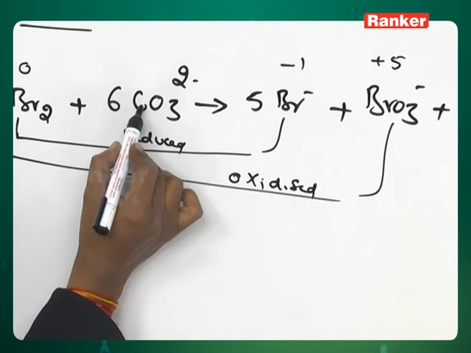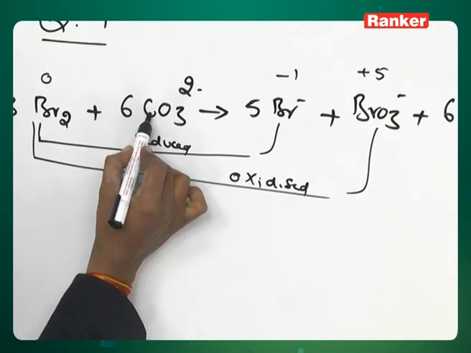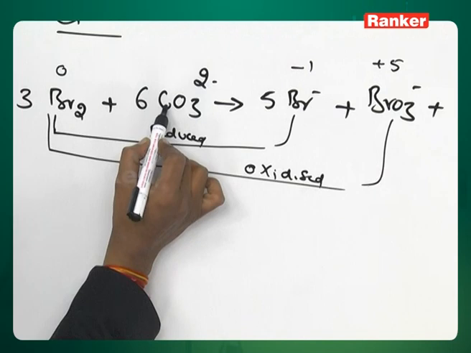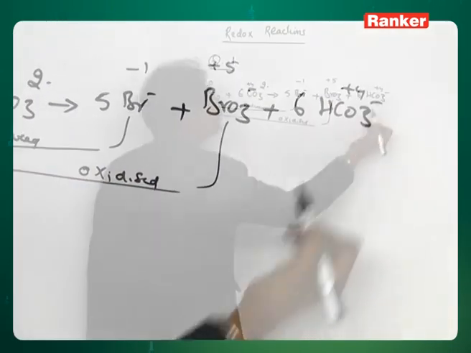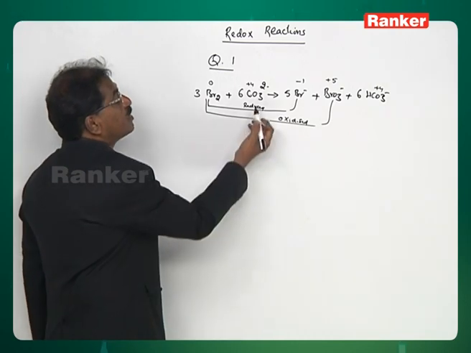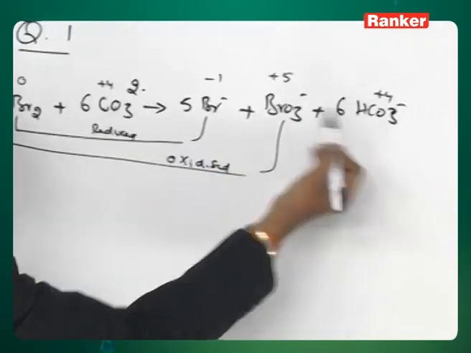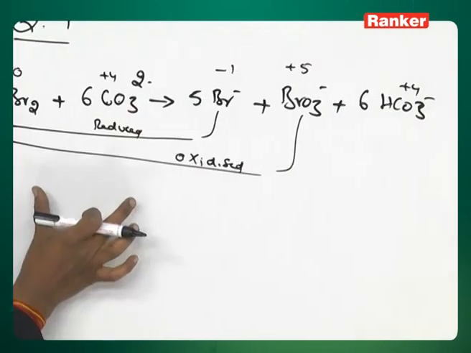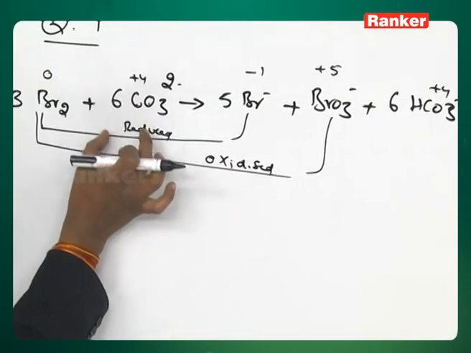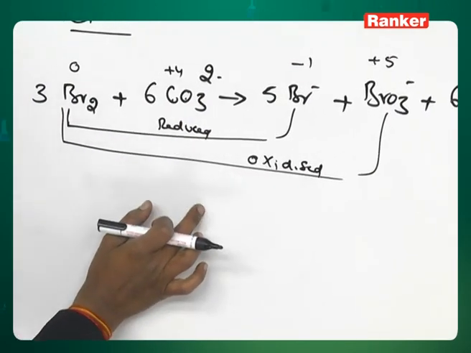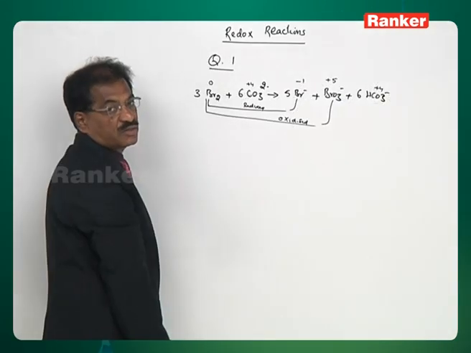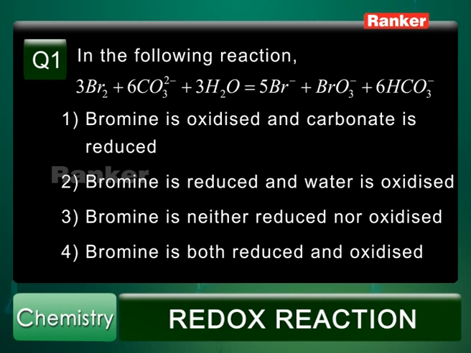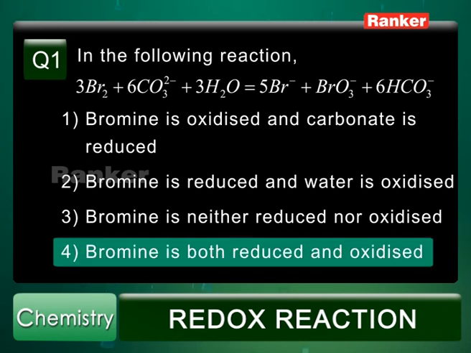Next, similarly observe the oxidation state of the carbon. Here the oxidation state of the carbon is +4. Here also +4. Next, the oxidation state of the oxygen here is -2. Here also -2. Therefore, in this entire reaction, only for bromine there is a change in the oxidation state. Some bromine atoms are undergoing reduction, some are undergoing oxidation. So, the correct option is that bromine is both reduced and oxidized. Answer is 4.